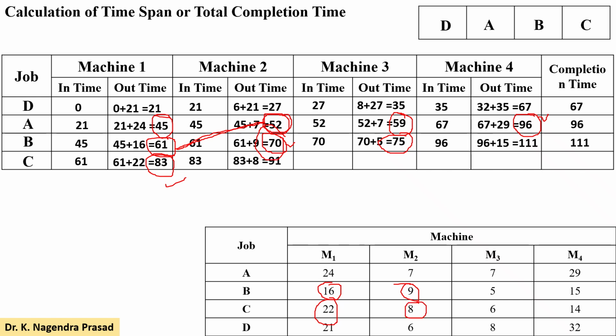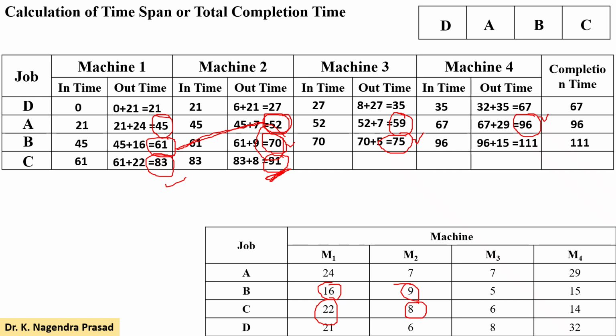So 83 plus 8, which is equal to 91, is the out time. Next, job C has to be moved to machine 3. Machine 3 is free after 75 hours, but job C is engaged up to 91 hours with machine 2. Then after 91 hours only, it will be moved to machine 3.